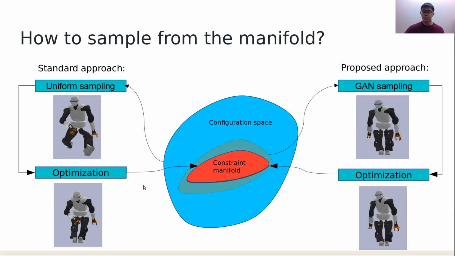In our proposed approach, we propose to use GAN to learn the distribution of this manifold, so that we can use GAN to sample configurations that are already close to the constraint manifold. Not exactly, but quite close. Then we also do optimization to project the configuration to the manifold. In practice, this optimization step will have a much fewer number of iterations as compared to the standard approach, because we start from good initial configurations. And it results in faster computation and also higher success rate.